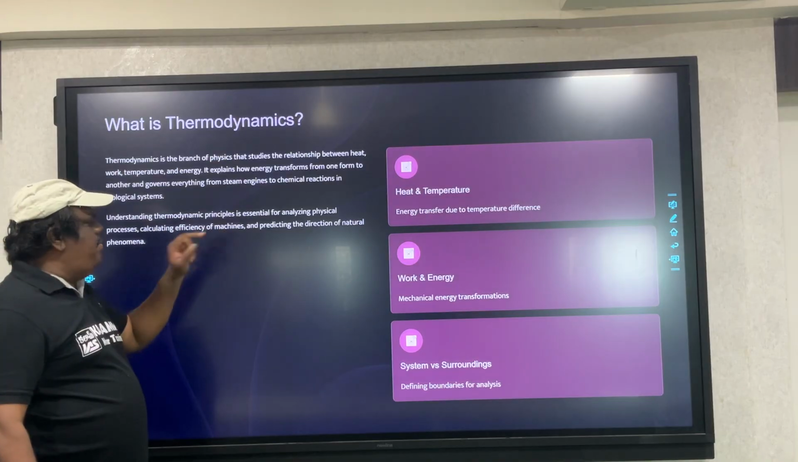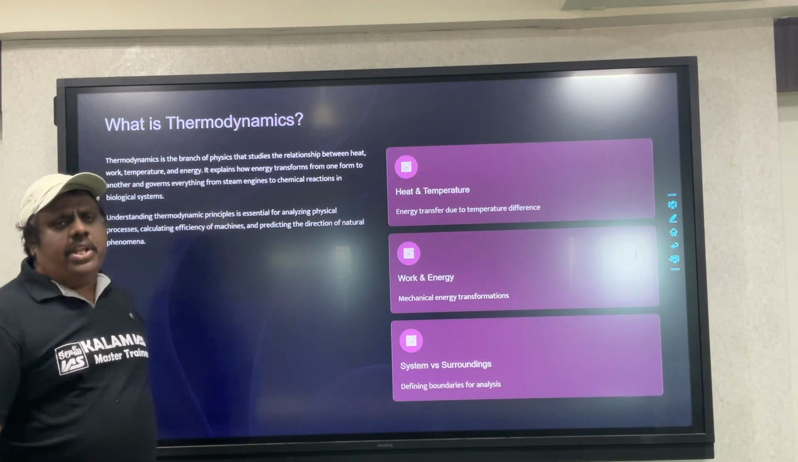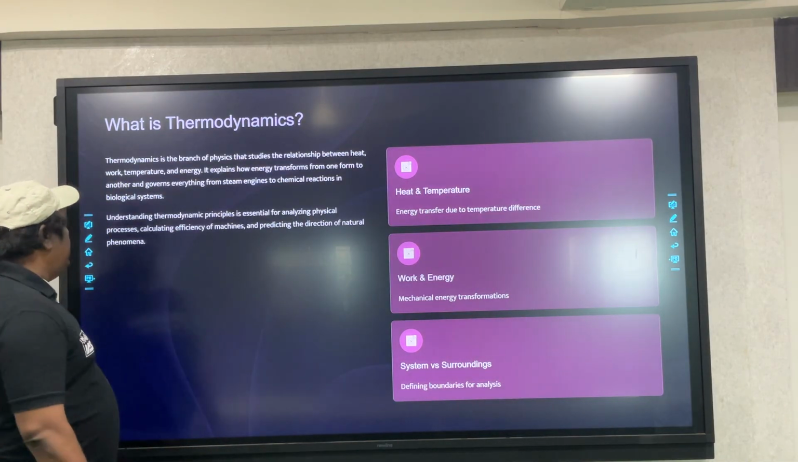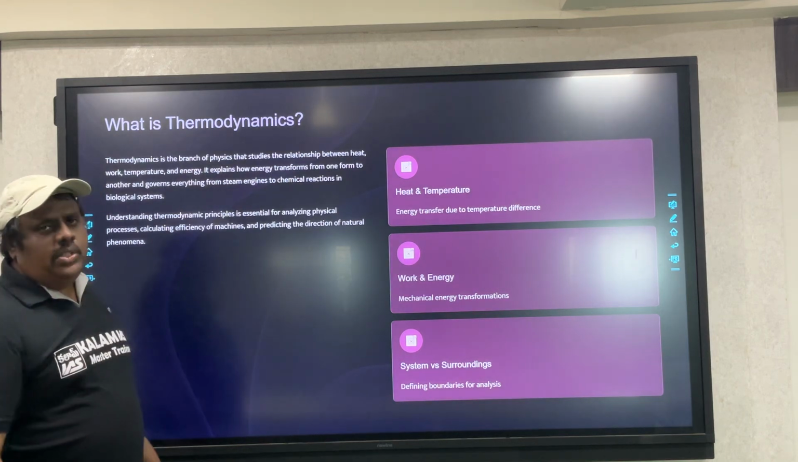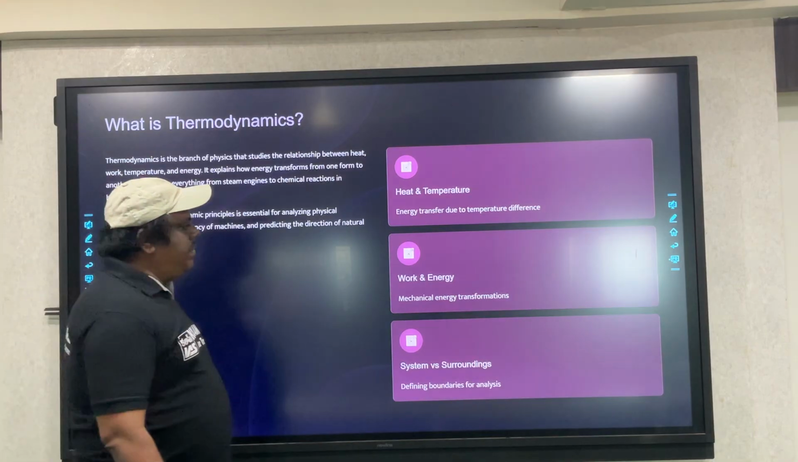Calculating the efficiency of machines. That means the important one is Carnot engine efficiency. How do we have to calculate the Carnot engine efficiency in this chapter? That is the important topic. It can also carry 1 or 2 marks, 2 blanks from that topic. So next one.